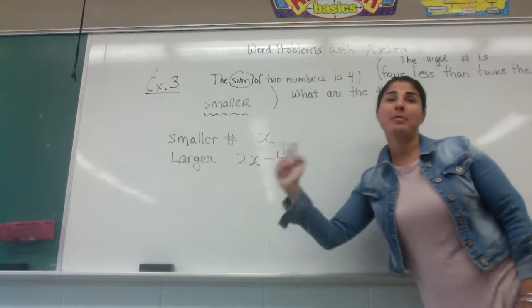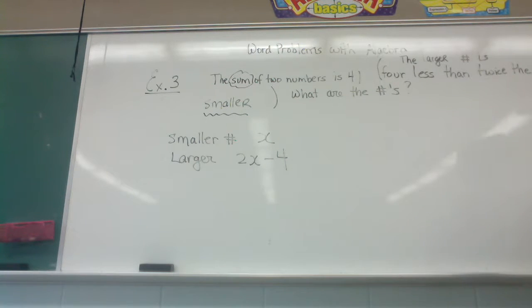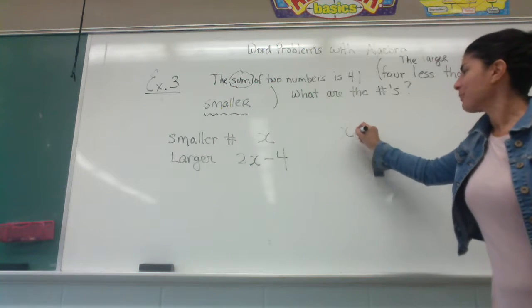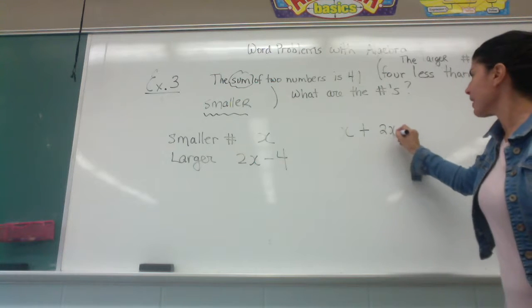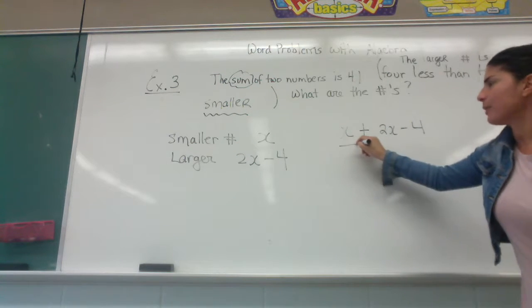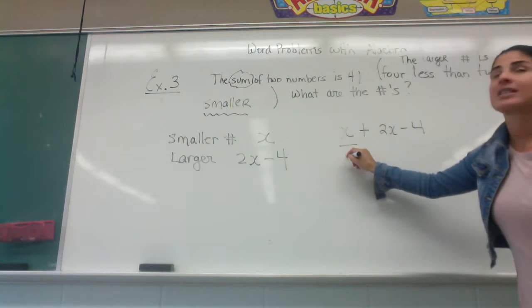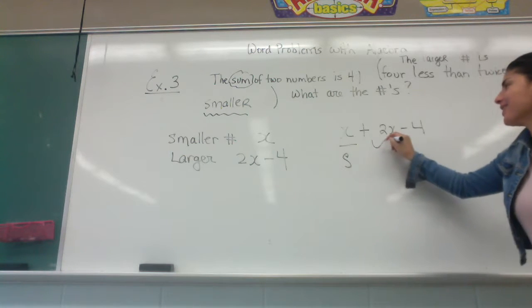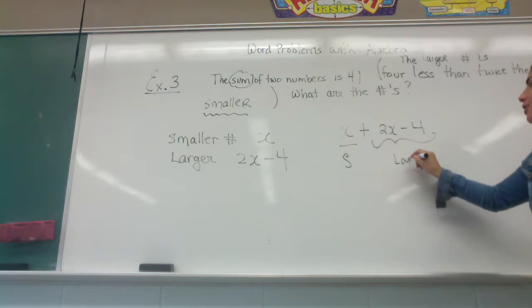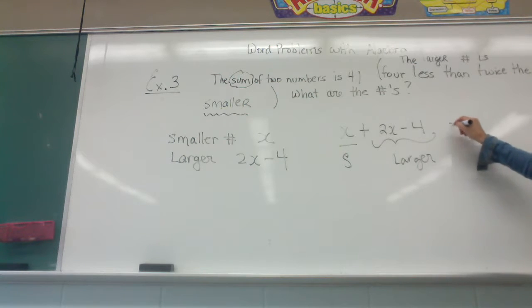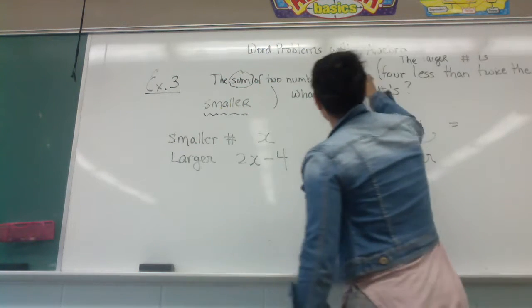That's 1 mark. Second mark is an equation. This better be filming. The equation is x plus 2x minus 4, this being the smaller number, and this one being the larger, equals a sum of 41.